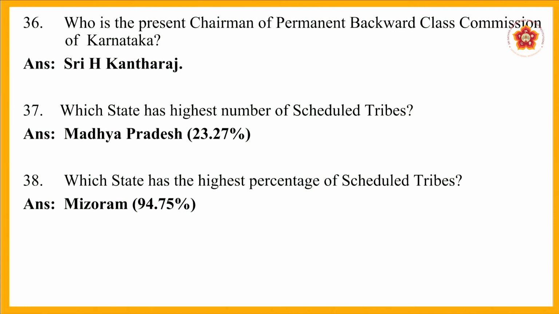Next, which state has the highest percentage of scheduled tribes? It is Mizoram, 94.75%.